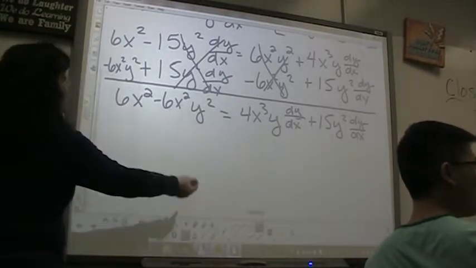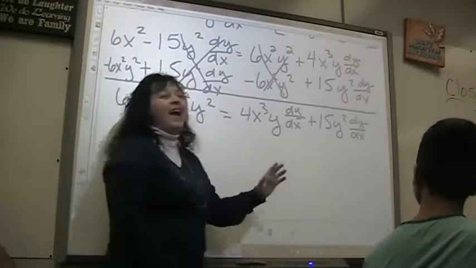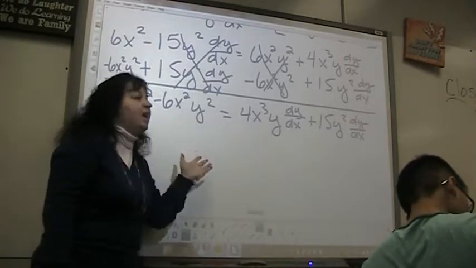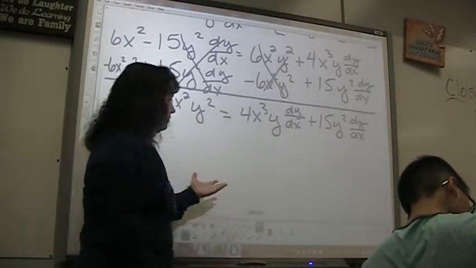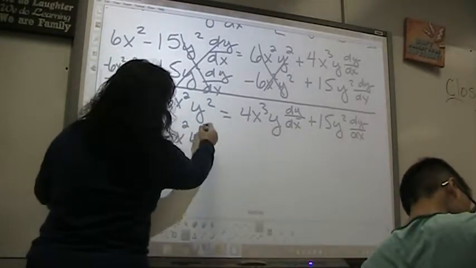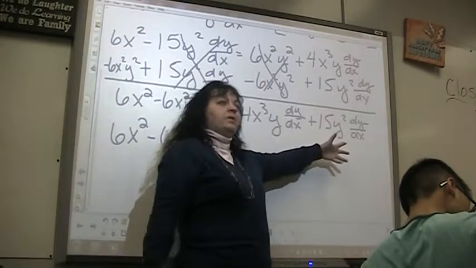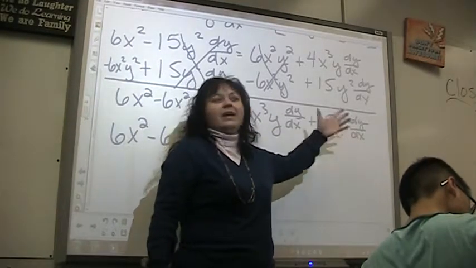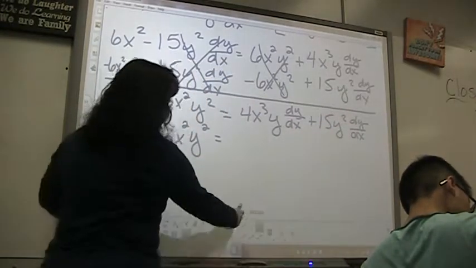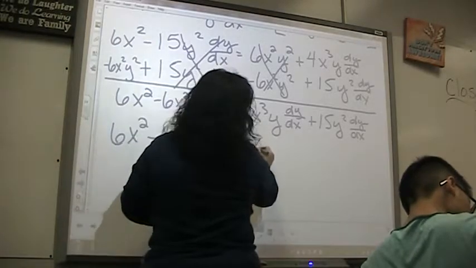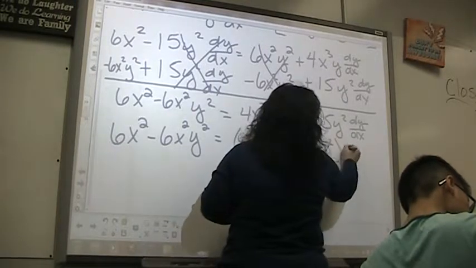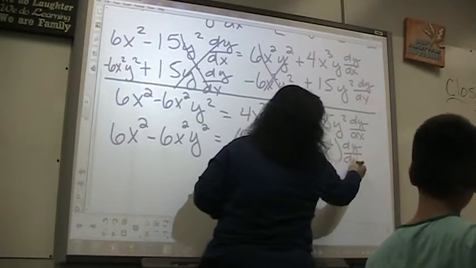Okay, there you go. Now, can I simplify this side or factor something out? Yes. So I'm going to leave this side as is. This is the side where I want to factor. What do they have in common? And keep it very simple. The dy dx. So I'm left with 4x cubed y plus 15 y squared, dy dx.